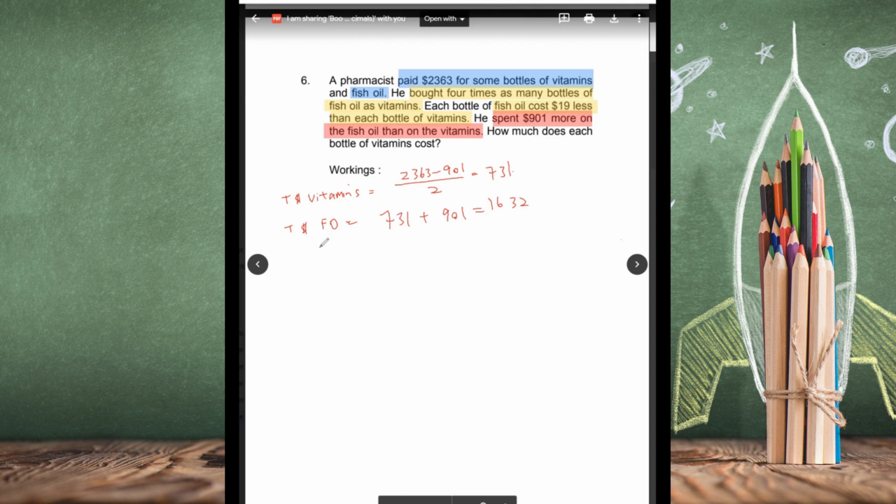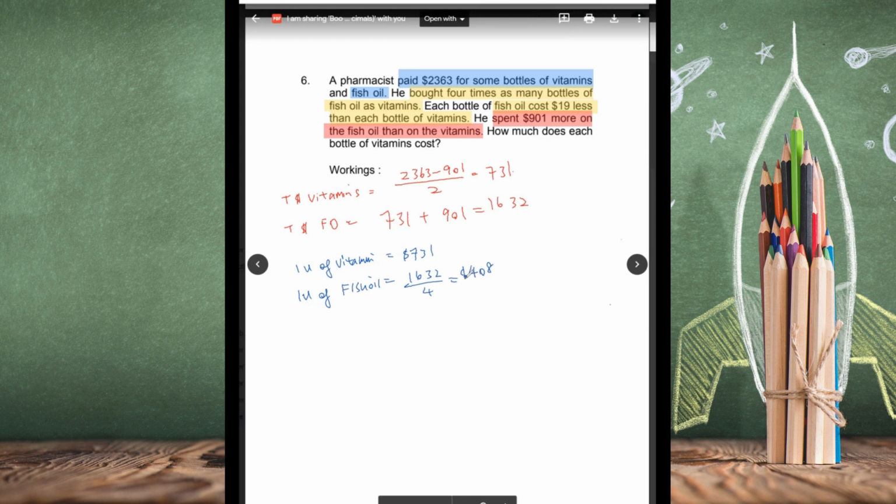So if the fish oil is the same, let's say 1 unit of vitamins, the total cost is 731 as found above. Now we have to find 1 unit of fish oil. The total cost will be 1632 divided by 4. What we have here will be 408. So this will be the 1 unit difference.